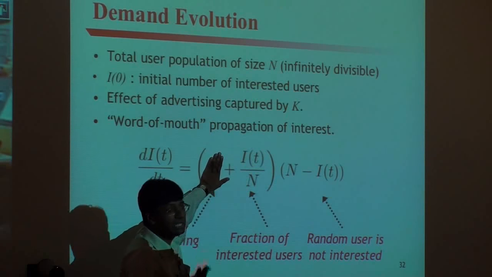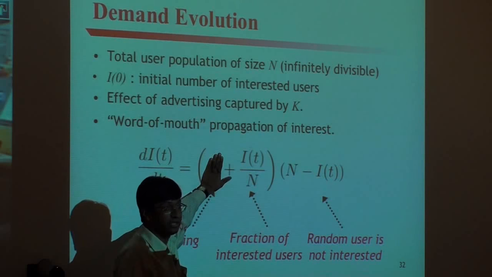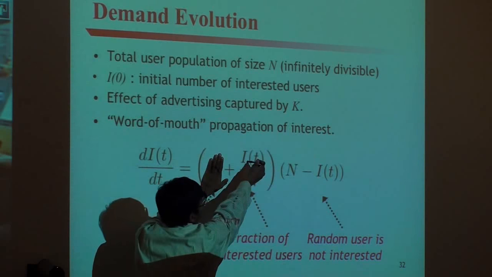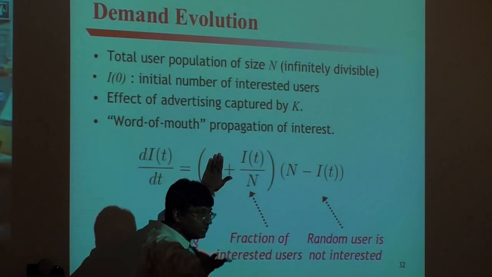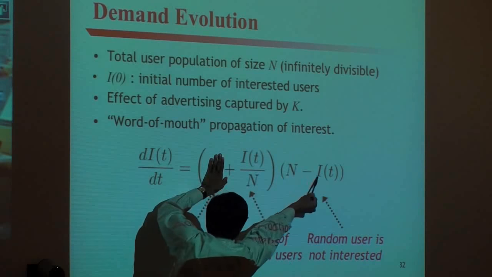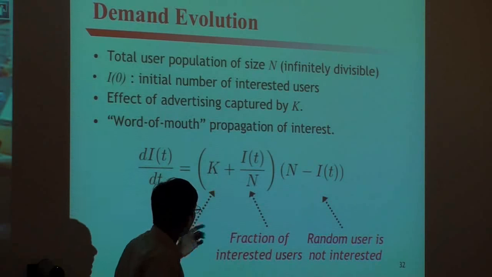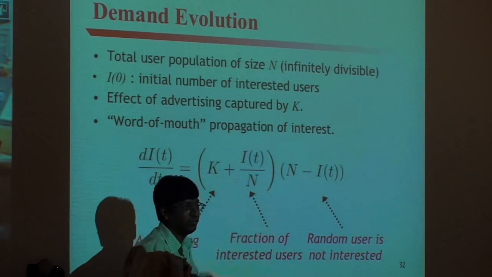On the other hand, people tell each other things. So each guy who's interested might tell somebody, hey, this microwave oven is so cool. So people who are interested pick somebody at random and say this is interesting. The probability you find somebody who is not interested is the number not interested divided by n. So really this captures two effects, an advertising effect and a viral effect.